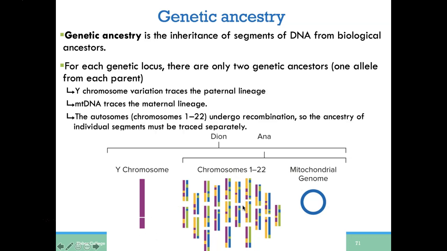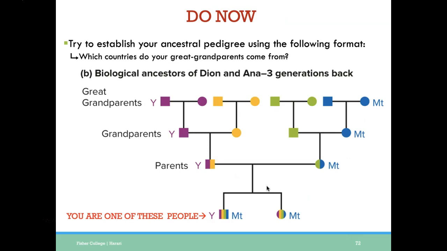The autosomal DNA, chromosomes 1 through 22, undergo recombination, so the ancestry of individual segments must be traced separately. There are individual segments that get mixed and matched through crossing over, random recombination. So they're not going to have the same alleles necessarily, unless they're identical twins. So a fun thing to do would be to think about your parents and grandparents and figure out what your ancestry is.